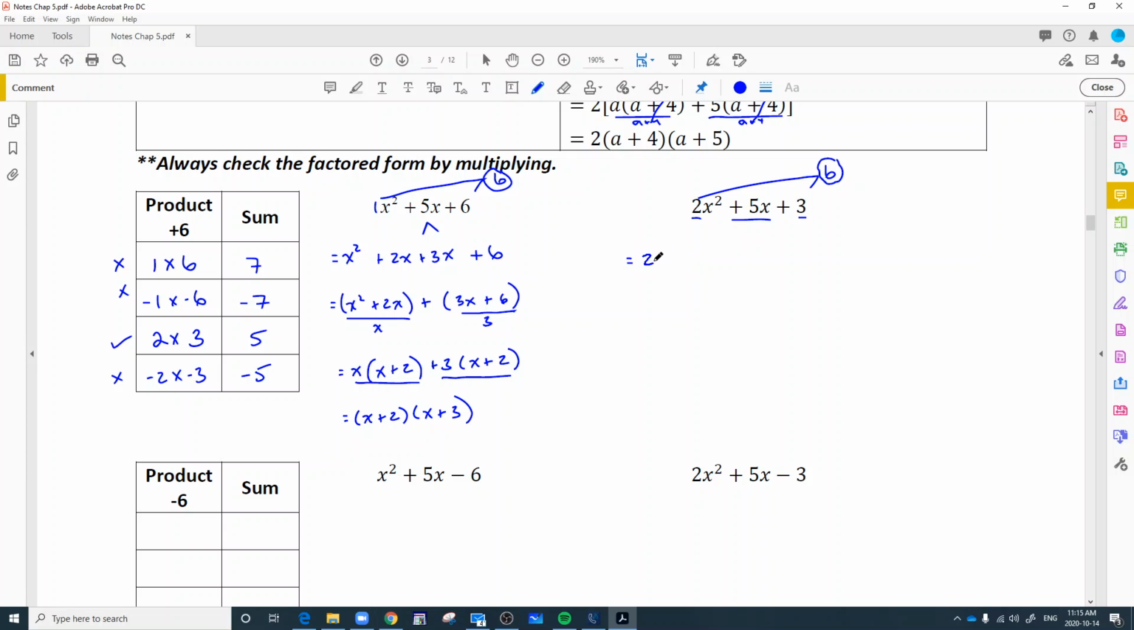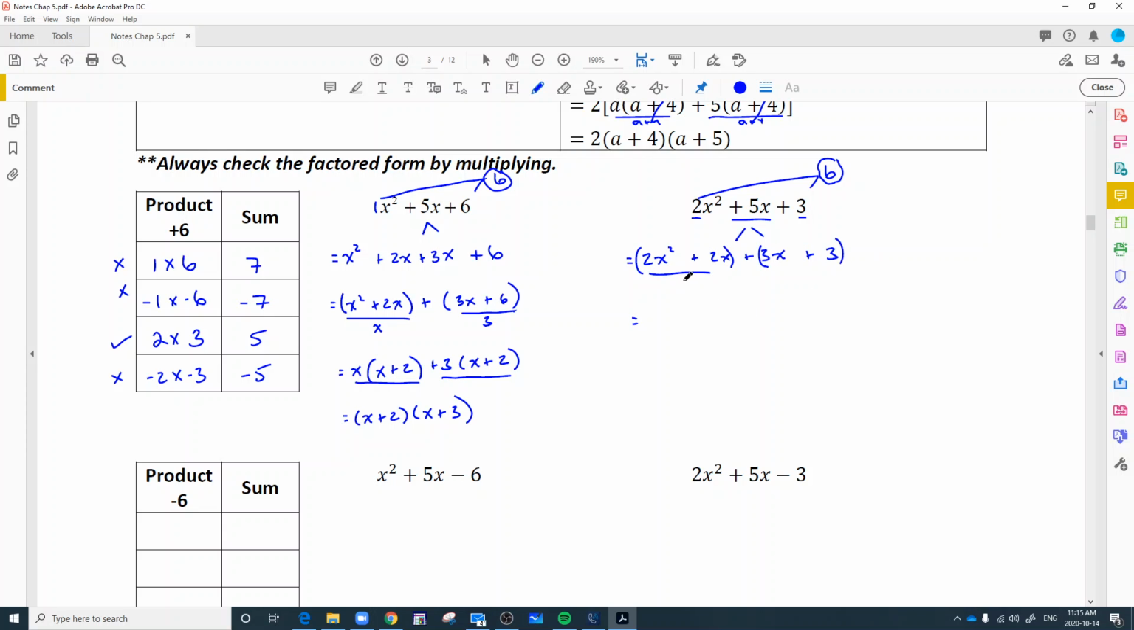The only difference is I've got 2x squared plus, and we'll do plus 2x plus 3x plus 3. So all you've done between this line and this line is you've broken the 5x up. You've decomposed it. And now I'm going to factor by grouping. So this is one group, this is the other group.